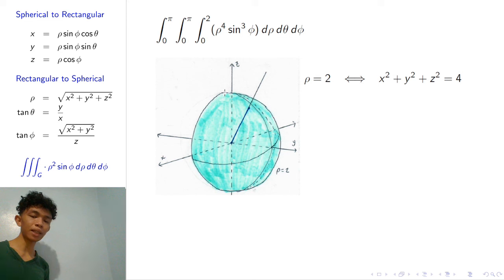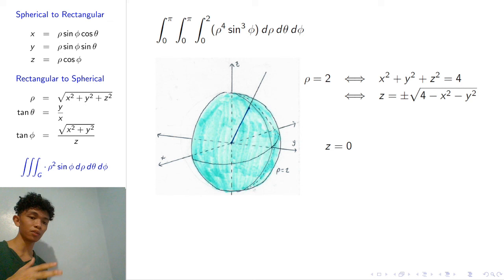The sphere, rho equal to 2, corresponds to x squared plus y squared plus z squared equal to 4, which gives us z equal to plus or minus square root of 4 minus x squared minus y squared. The plus square root of 4 minus x squared minus y squared corresponds to the upper part of the hemisphere. The negative one corresponds to the lower part of the hemisphere. Now for z equal to 0, we actually get the projection of your solid onto the xy plane by this semicircle, which is given by x squared plus y squared equal to 4. To be specific, you have y equal to square root of 4 minus x squared since you have y greater than or equal to 0.